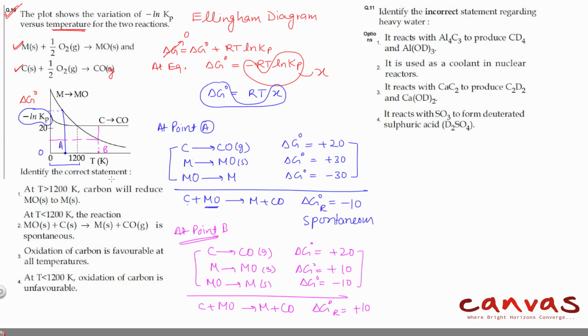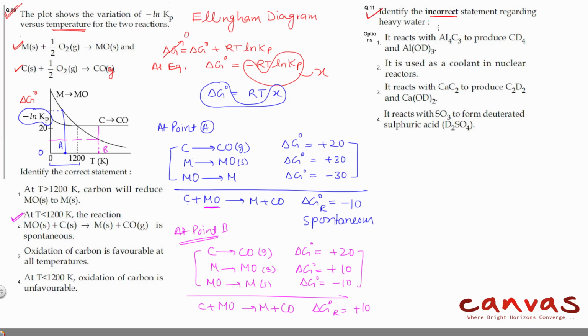So the carbon should be able to reduce the metal oxide whenever the temperature is below 1200 Kelvin. So this reaction, metal oxide solid plus carbon solid gives you metal solid plus carbon monoxide gas, is spontaneous at temperature less than 1200 Kelvin. So the second option should be the correct option. Now moving on to the next question, 11th.